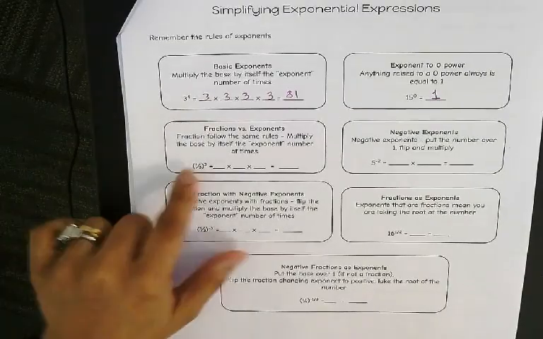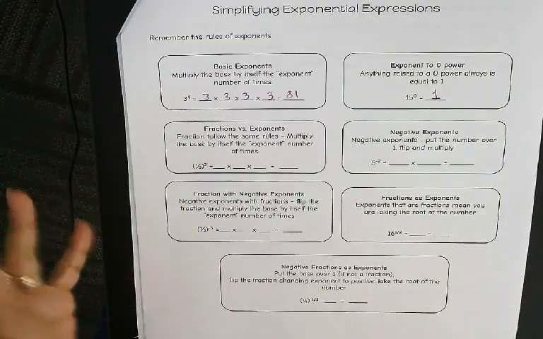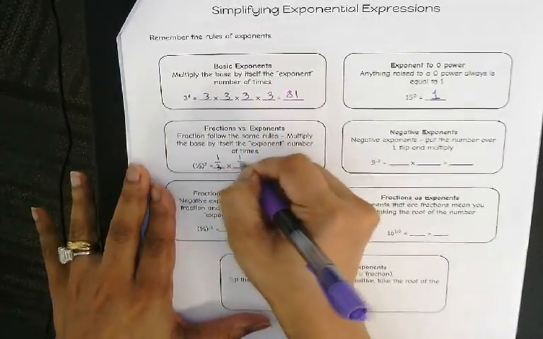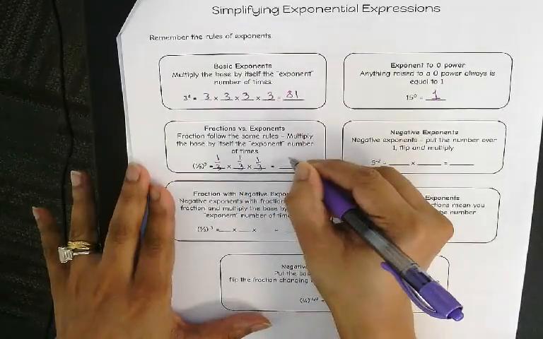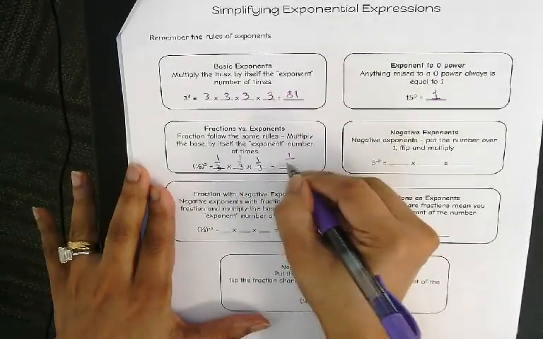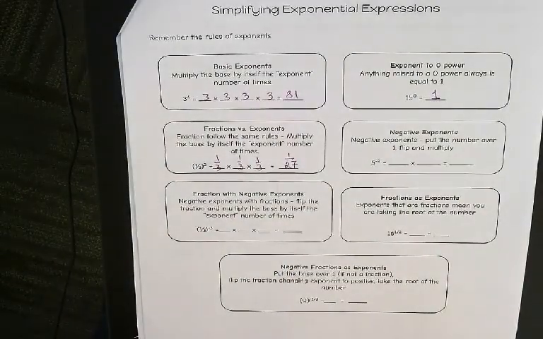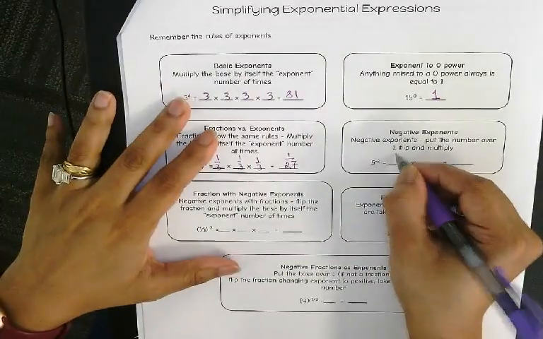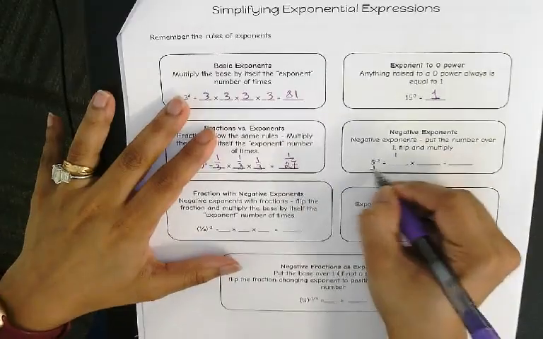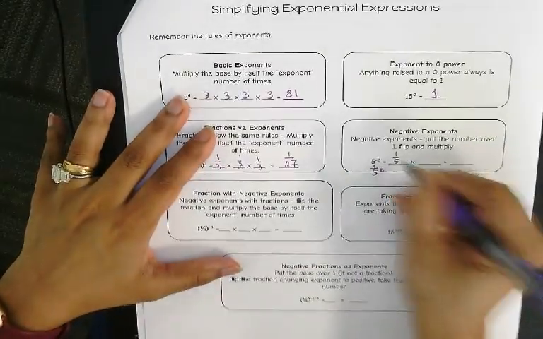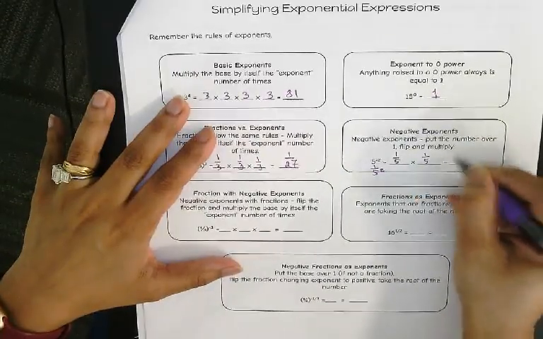Fractions versus exponents. So 1/3 cube. How do I break it down? And the value is going to be 1/27. The negative power, we know that whenever you have a negative power, what do you do? You just make it a fraction. All right, so it's going to become 1/5 square. It means it's going to be 1/5 times 1/5. What's the value?